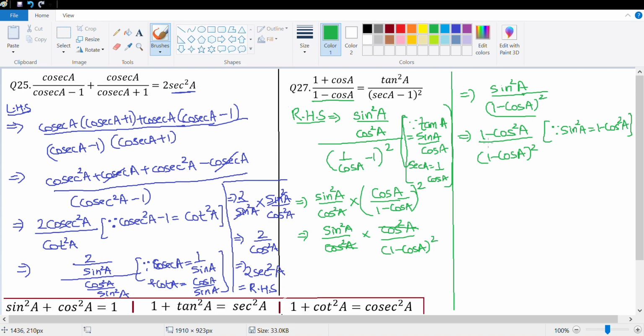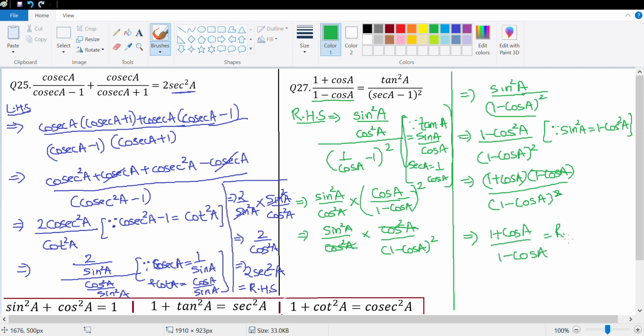Now this is in the form x square minus y square, which means this can be written as (x plus y) into (x minus y). Repeat, this is in the form x square, in this case 1 square, minus cos A whole square. Perfect. So this I can write as (1 plus cos A) multiplied with (1 minus cos A) upon (1 minus cos A) whole square. This part and the second term here get cancelled, and I am left with (1 plus cos A) upon (1 minus cos A).